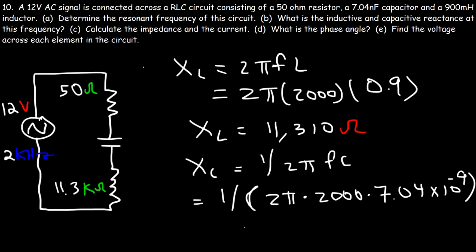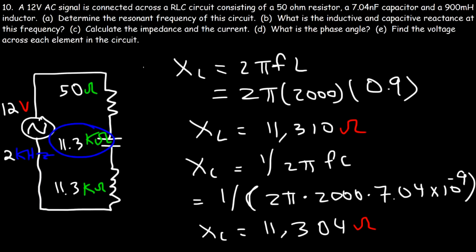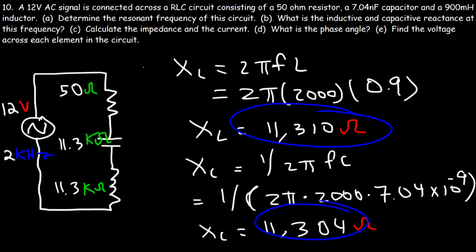So you're going to get also 11,304. I'm going to round that to 11.3 kilo ohms. As you can see, these two are very close. If the circuit is perfect at the resonant frequency, the capacitive reactance should equal the inductive reactance. Now in this example, we have some rounding errors, but it's close enough. We can work with that.